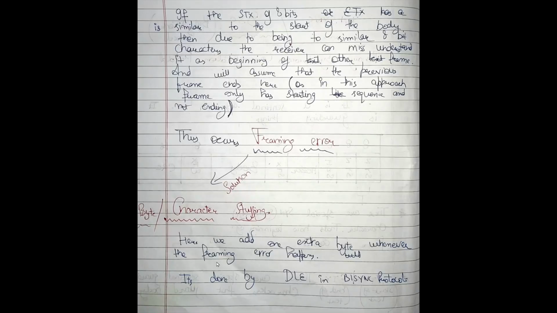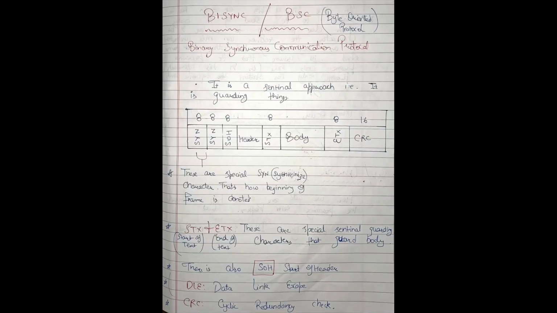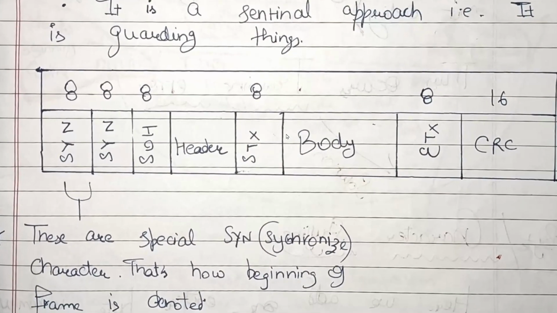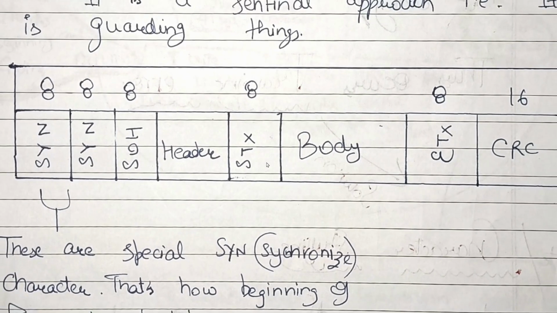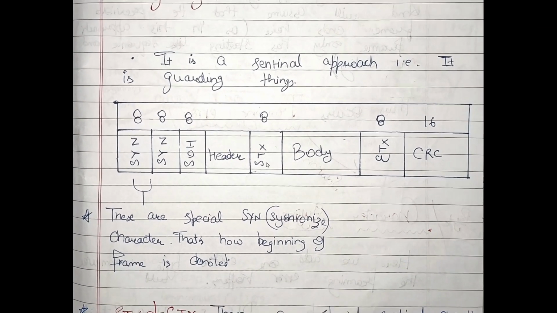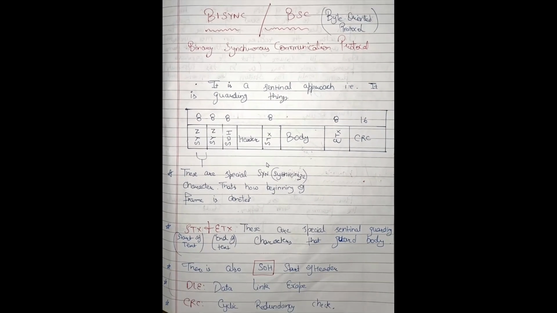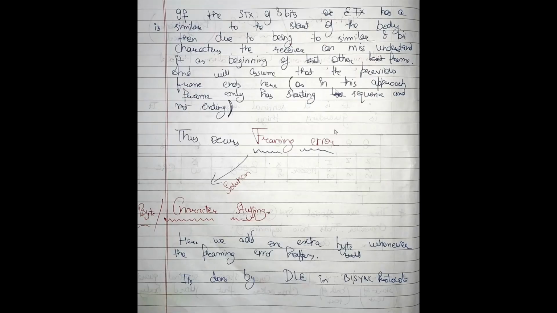So whenever this situation will occur, suppose the situation occurred here. So what we are going to do, we are going to stuff a different character among these two similar characters. The source will do that. Alright, and by this we are going to reduce or eliminate the framing error.